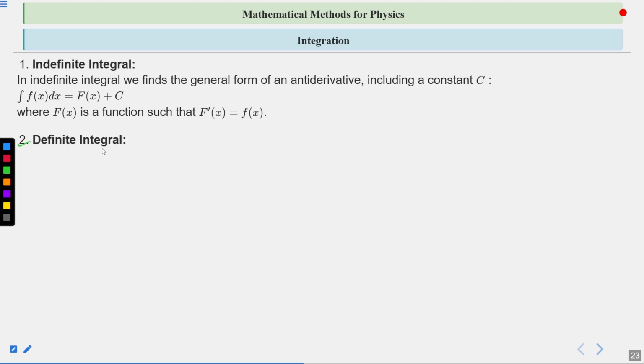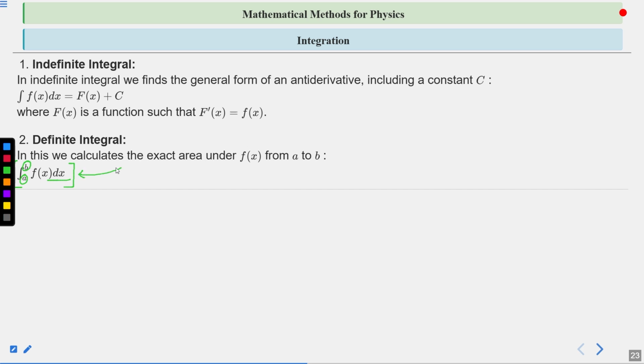Second is definite integral. In this, we calculate the exact area under f of x from a to b. So integration from a to b, the initial limit is a and the final limit is b. So the integration of f of x dx under the limit is represented by this. I hope this is clear. So this is important.